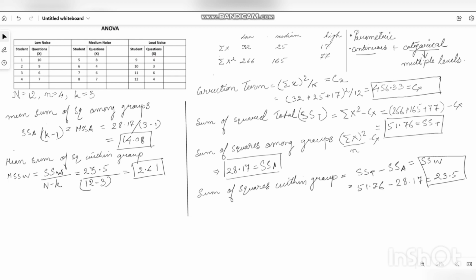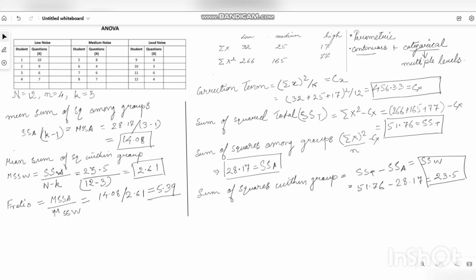The next step is to find the F ratio. How do we calculate it? It is basically MSSA by MSSW. So the value of MSSA is 14.08 divided by 2.61, which comes out to be 5.39. This is our value of F ratio. This is very important to us.